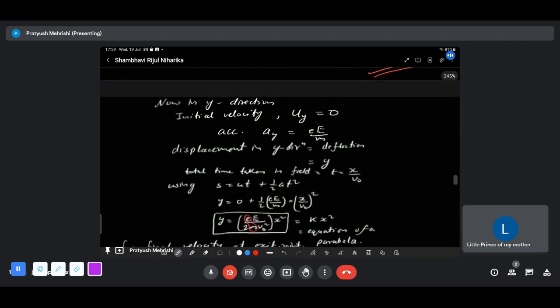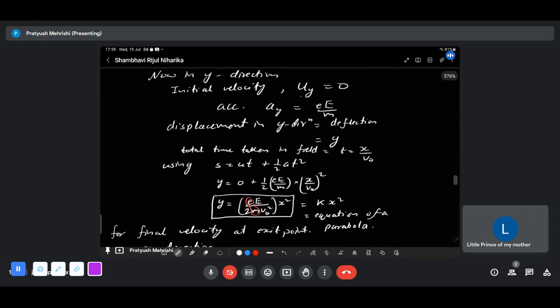Okay, in y direction, what will happen? Initial velocity is zero. Acceleration, we already know. This is the acceleration. Displacement in y direction is taken as y. Now we will apply the second equation of motion: S is equal to ut plus half at square. U is zero, so S equals half acceleration and square of time.